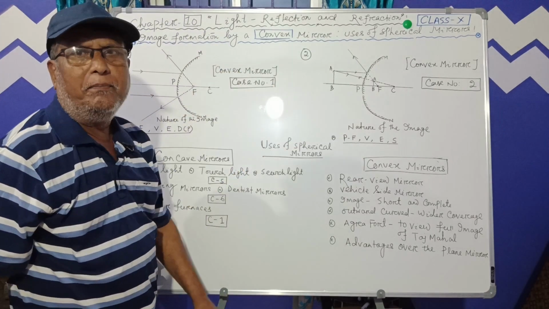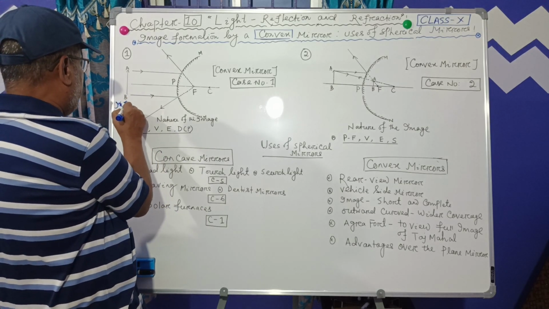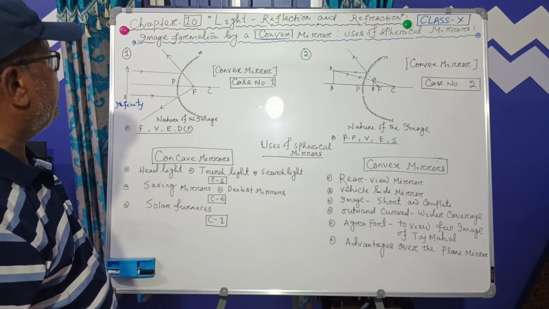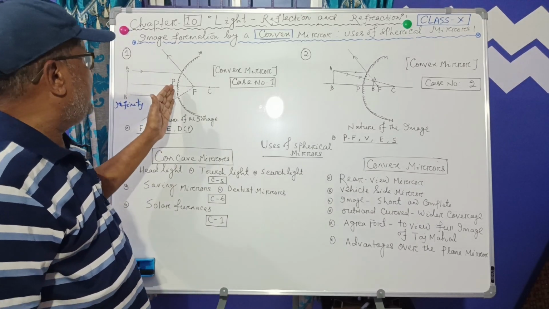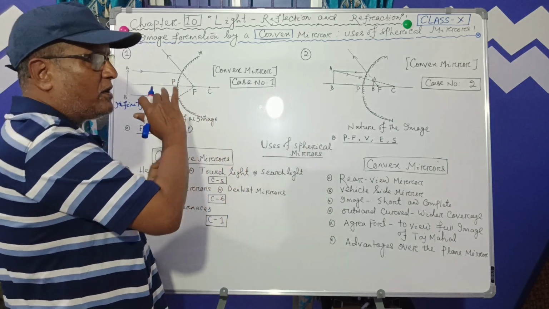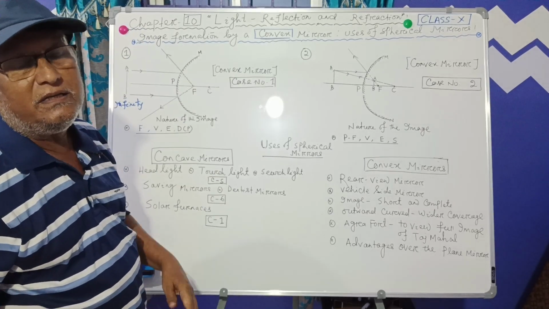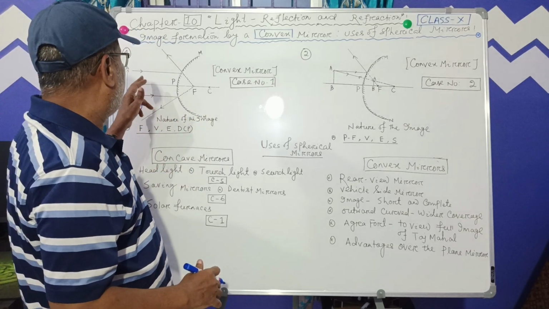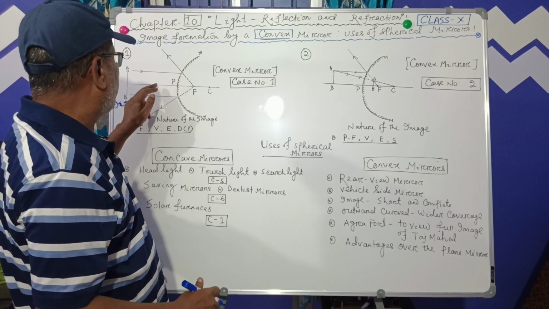Now you look at the display board. In the first case, here the object is at infinity. Now you see MN is a convex mirror. Why? Because this is an outward curve. The outward curved surface is called the reflecting surface. And all rays are parallel to the principal axis.